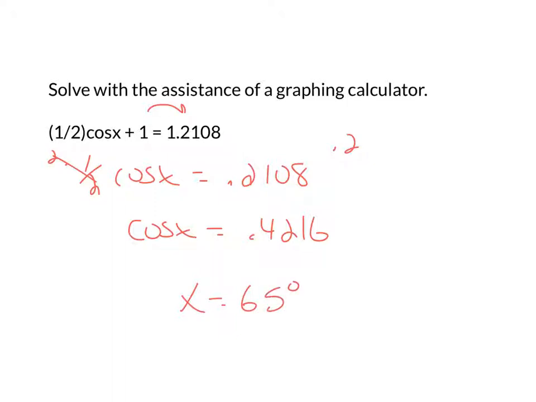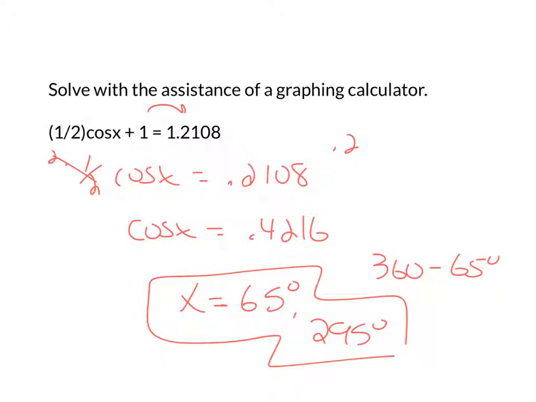Now, that's quadrant 1, which is fine. Cosine is positive in quadrant 1. It's also positive in quadrant 4. So what I need is I also need the 65-degree angle that's in quadrant 4. To do that, I would just do 360 minus the 65, which would give me 295. So those are my 2 answers right there. And that one didn't say 0 to 2 pi, but I kind of did that 0 to 360.